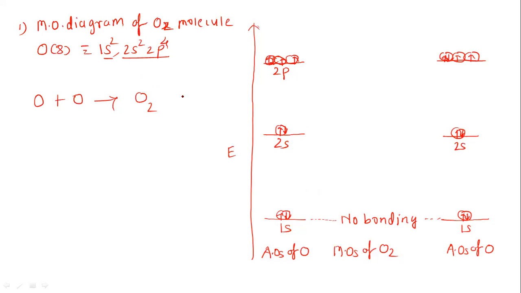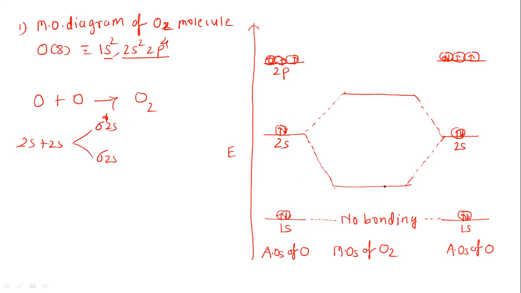Now let us take the 2s atomic orbital of the oxygen atom. It can overlap with the 2s atomic orbital of the other oxygen atom. So we can show this overlapping. Okay. So 2s can overlap with 2s. There is a formation of a bonding molecular orbital and an antibonding molecular orbital. Which molecular orbitals can be formed? 2s overlapping with 2s gives two molecular orbitals: one is sigma 2s and the other is sigma star 2s. The lower energy orbital is the bonding sigma 2s and the higher energy orbital is the antibonding sigma star 2s.